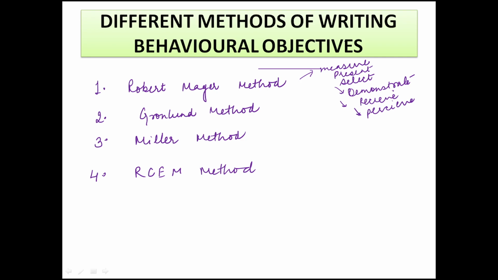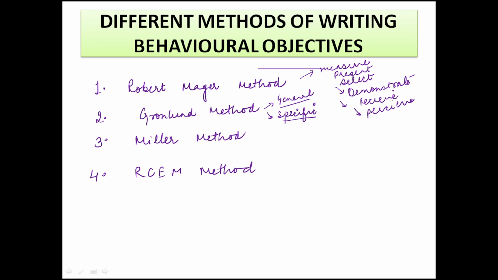Groneland's method is considered more popular than the Robert Mager method, because he used for the first time the terms general and specific objectives. You must be writing these general and specific objectives in your lesson plan right now, because it is mandatory in lesson plans now. So it was given by N. E. Gronlund. The general objective is like: student will learn Hooke's law.